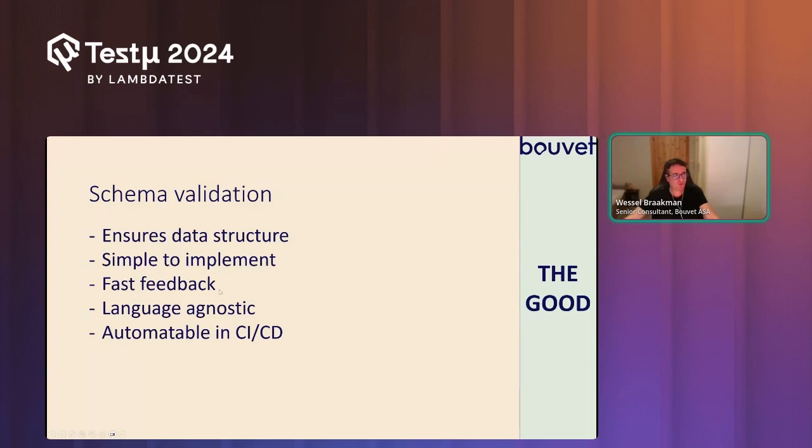You get really fast feedback because it's a static analysis of the response. There are JSON validators for pretty much every language available, and they're automatable in CI/CD. If you use Postman, you simply do it via Newman, which is the command line interface of Postman.